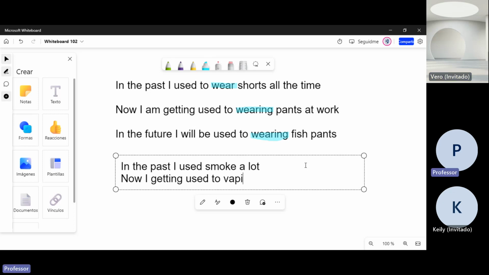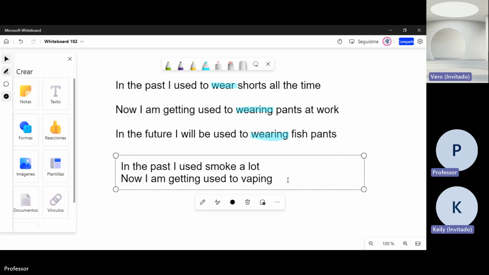Vape. You know what is vaping? No, I don't know what that is. Well, it's a different way to smoke. In Spanish actually it's vapear. That's the word, that's the verb.